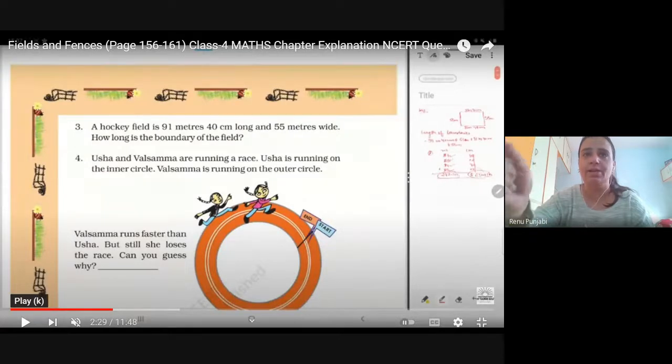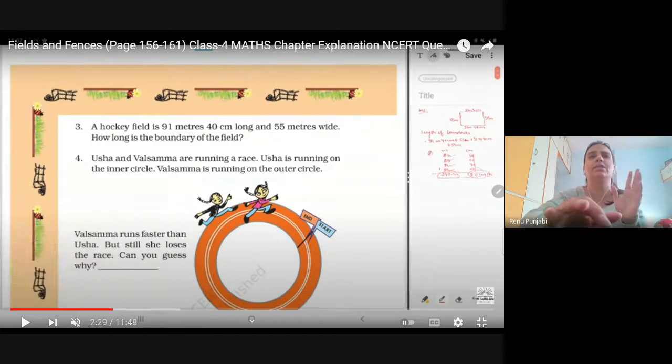Usha and Valsama are running. Usha is running on the inner circle, right? And Valsama is running on the outer circle. So Valsama runs faster than Usha, but still loses the race. Can you guess? Write the answer in the chat box. This is a logical answer. It is a very interesting question. Valsama is running faster than Usha, but still she loses.